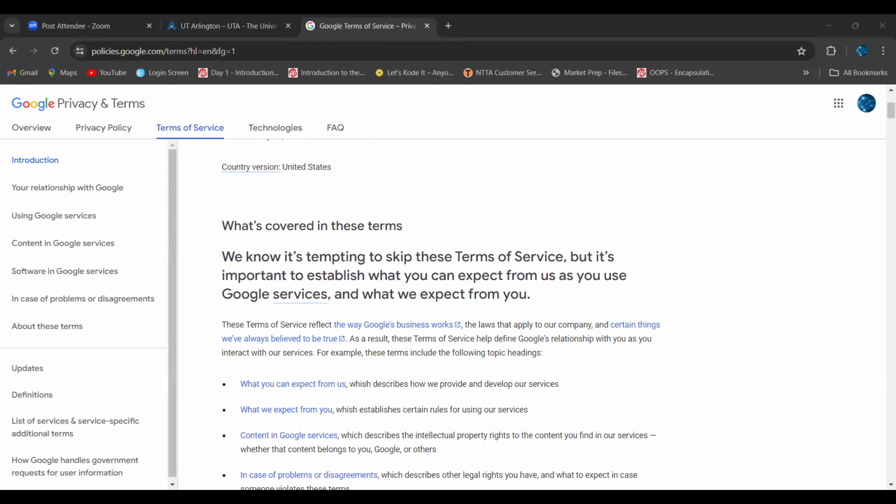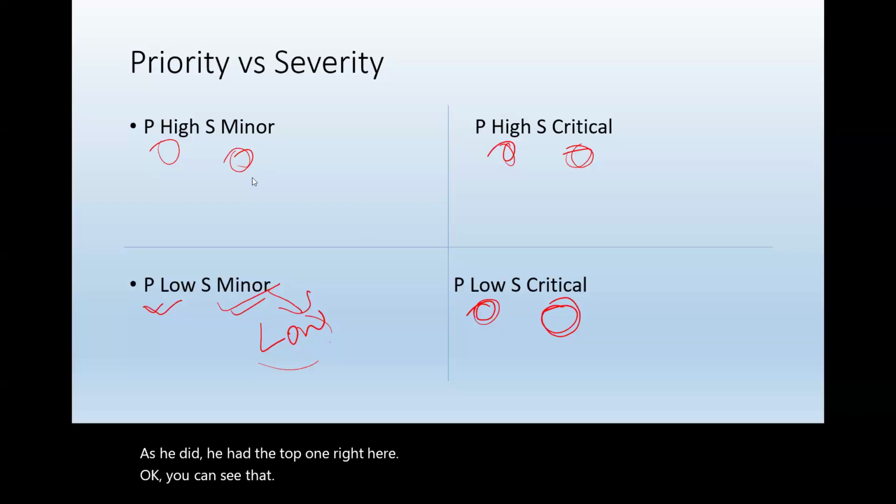Okay. So here we have priority is high, severity is minor. So what falls under this quadrant? Priority is high, severity is low. We can't see the quadrant, the four-card quadrant. The top one right here. We can't see it. You got to flip back off the Google page. There you go.